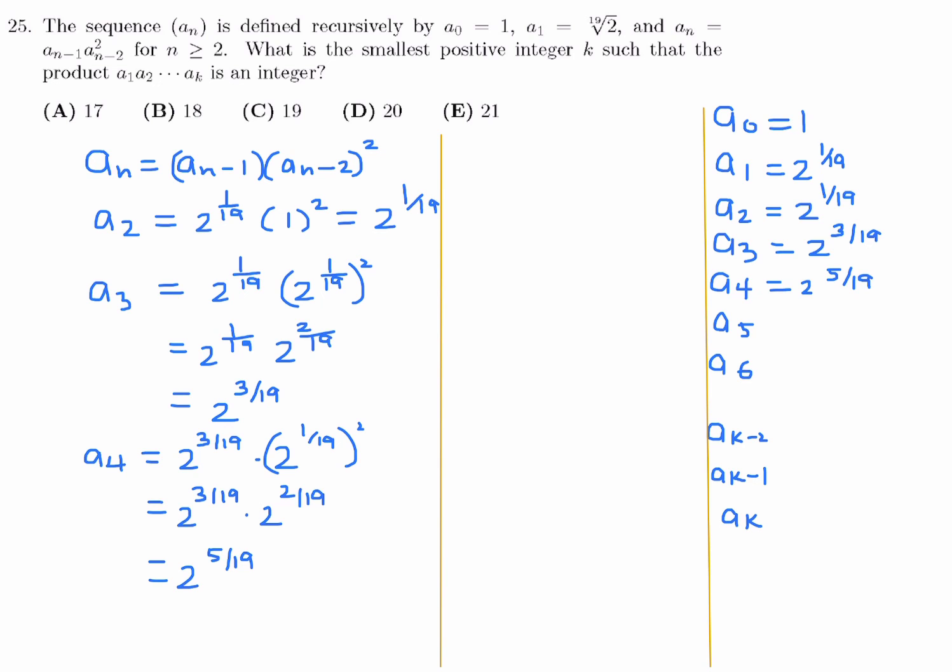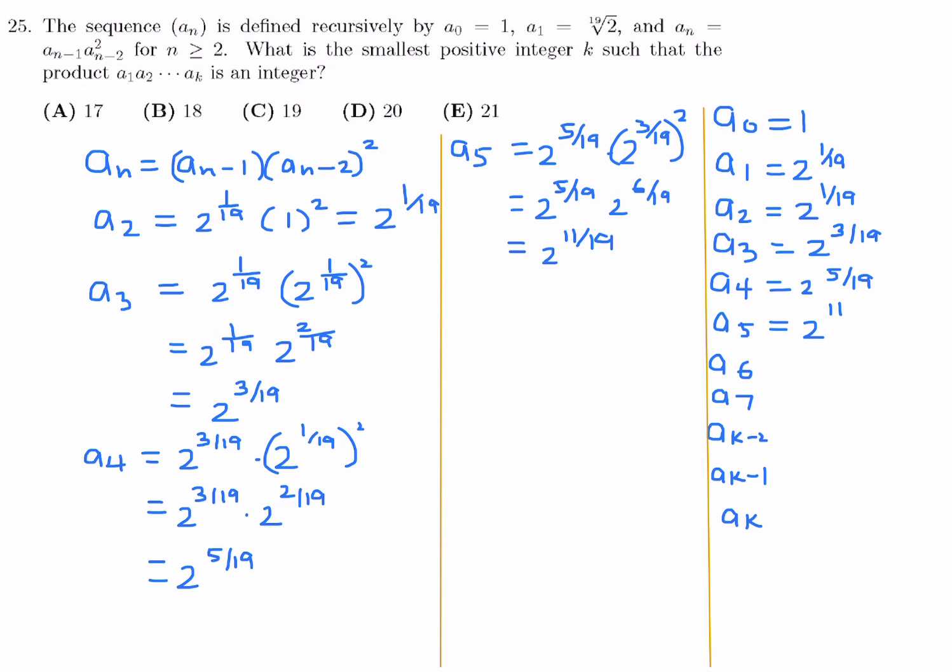Okay, don't really see a pattern yet, but maybe I don't even need a pattern. Let's just figure out, we've got time, right? We're doing this as practice, so I'll do three more. A_5, here we go. Well, A_4, 2 to the 5 over 19 times A_3 squared, 3 over 19, all squared. So that's going to be 2 to the 5 over 19 times 2 to the 6 over 19, and that becomes 2 to the 11 over 19. So this is 2 to the power of 11 over 19.